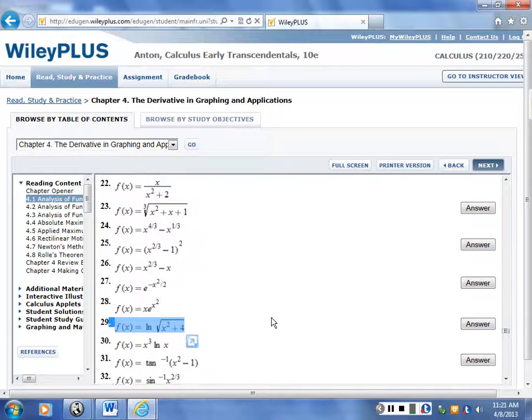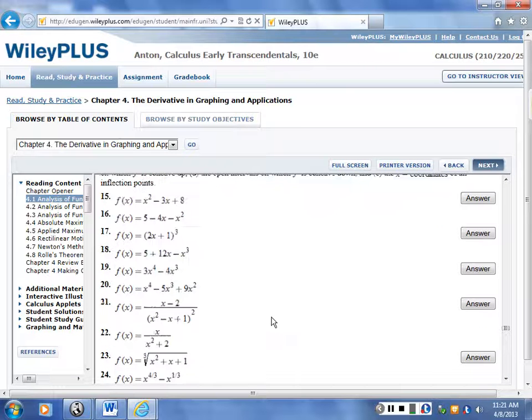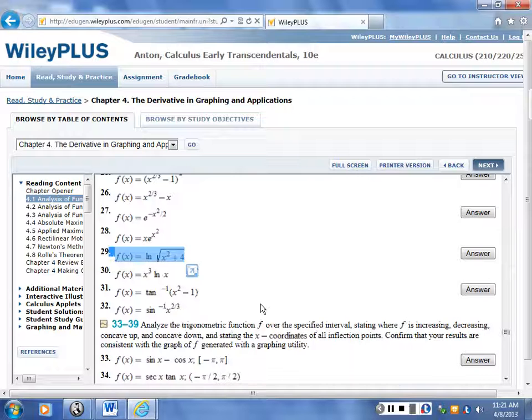This ln one. So we're looking at increasing, decreasing, concave up, concave down, and inflection points. So this one should be pretty straightforward. You find the derivative, you set that equal to 0, and you look at when it's increasing and decreasing. You find the second derivative, you set that equal to 0, and you look for concave up and concave down. When your interval switches concavity, that's an inflection point.